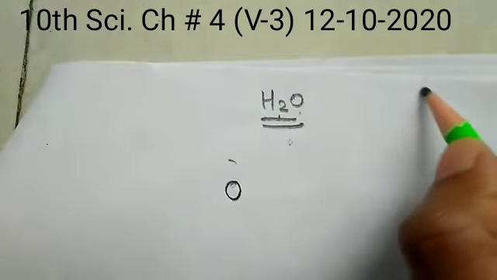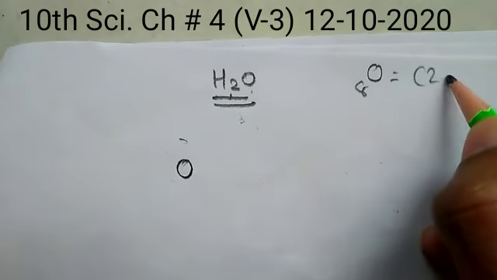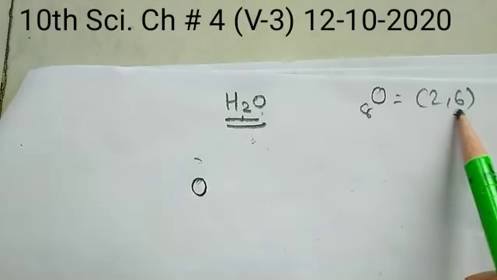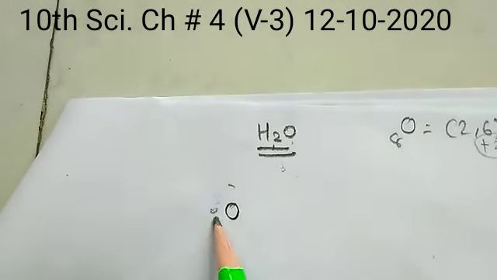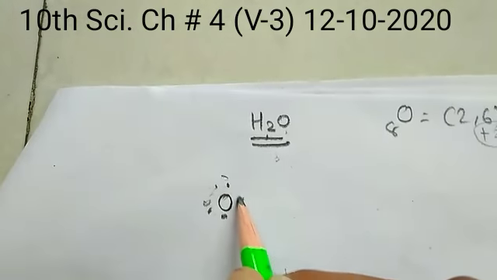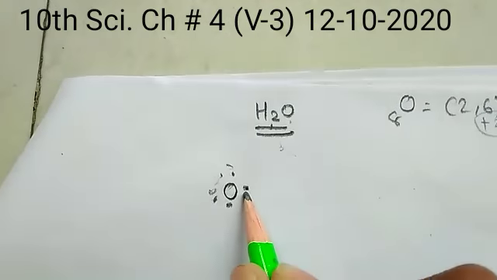Oxygen is 8, so it has 6 electrons in the outermost shell. So 2 electrons will participate. So we are writing here 1, 2, 3, 4, 5 and 6 electrons, right? 1 electron.